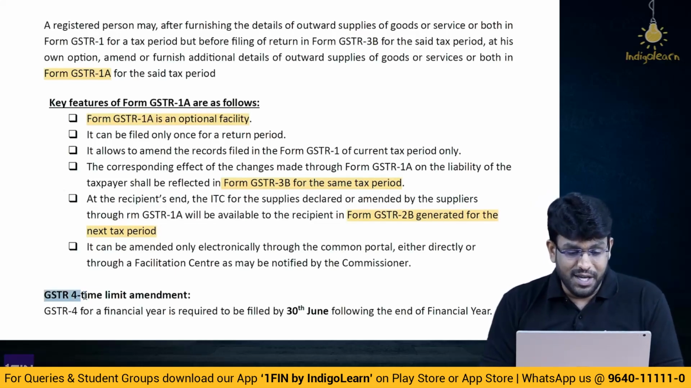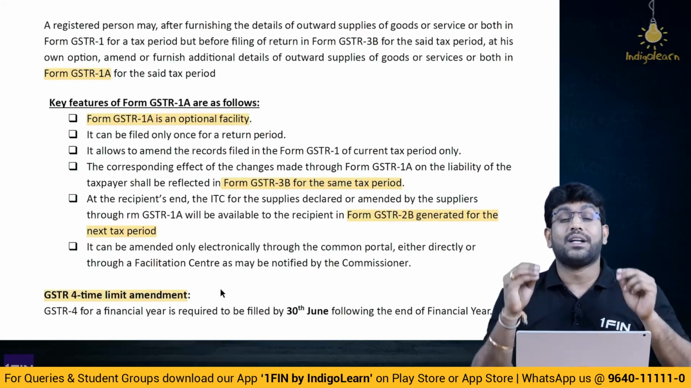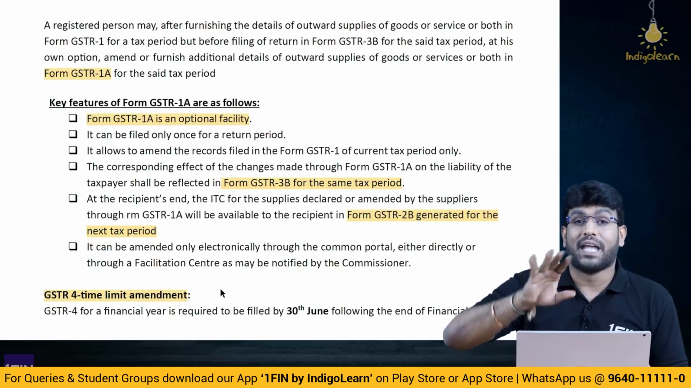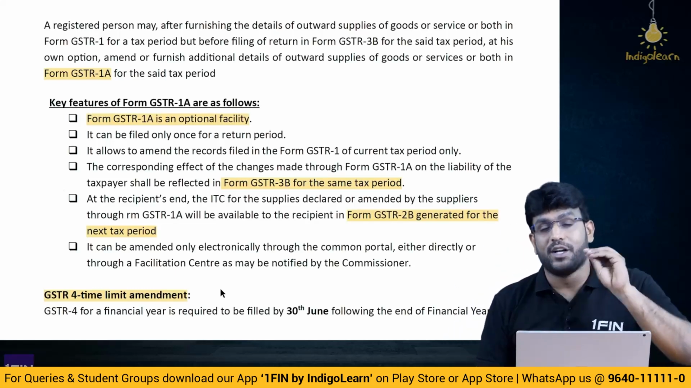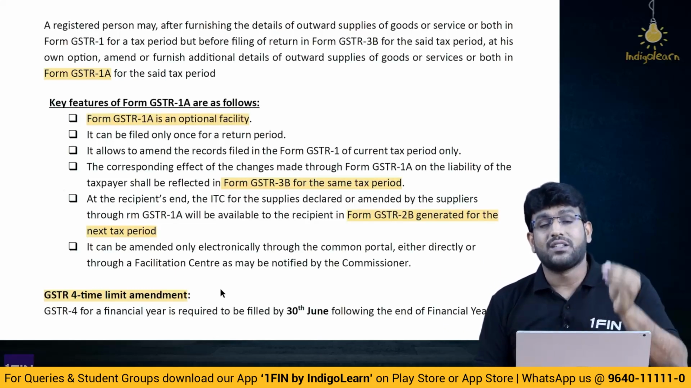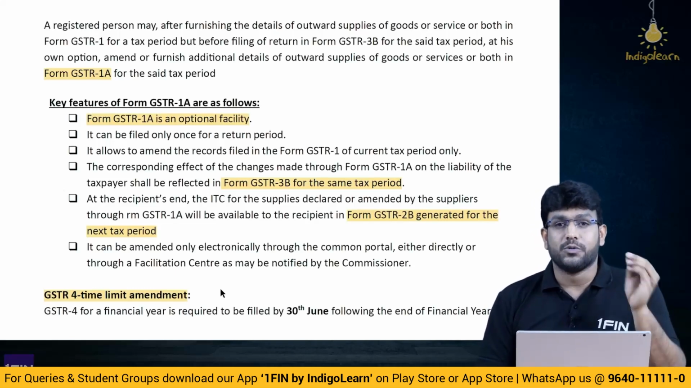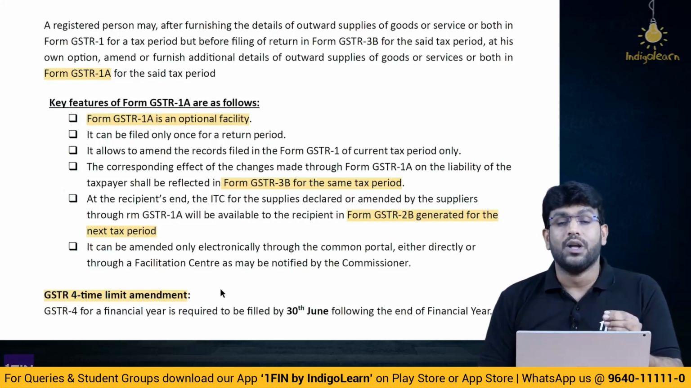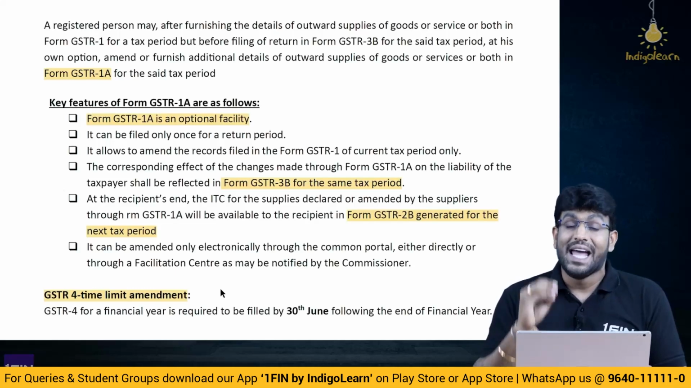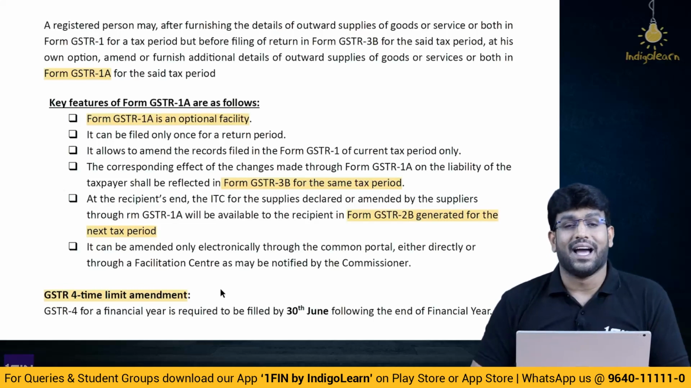Next, amendment in returns: GSTR 4 time limit amendment. GSTR 4 is basically an annual return to be filed by composition registered person. Once upon a time, the time limit was 30th April following the end of financial year. This point is now amended and changed to 30th June following the end of financial year. So GSTR 4 is to be filed by 30th June following the end of financial year. So that's an interesting amendment in returns topic, my dear friends. Let's proceed to amendments in next topic, guys.